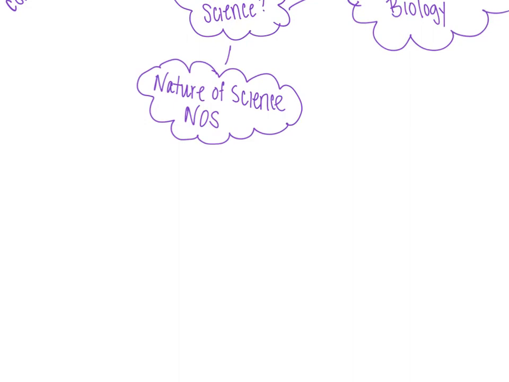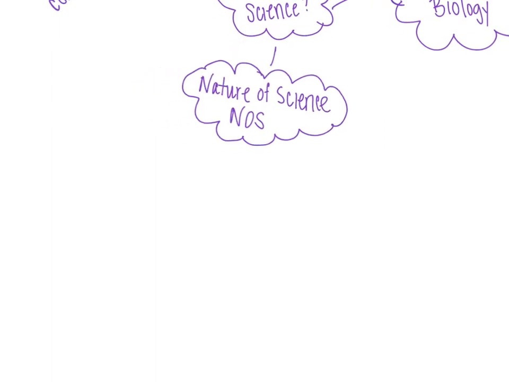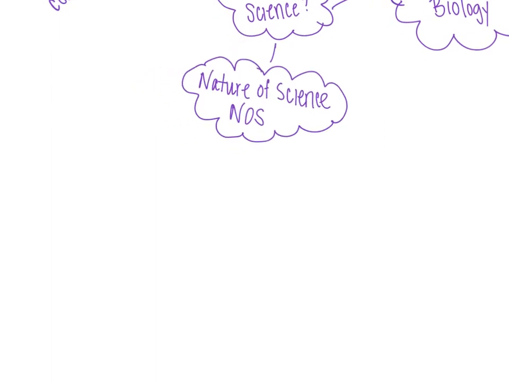All right, and then finally, I saved my favorite for last, which is the nature of science. So the nature of science are really just the characteristics that make science science. Okay, so why is science different than your other subjects? So the nature of science is going to incorporate all these characteristics of how science is different.